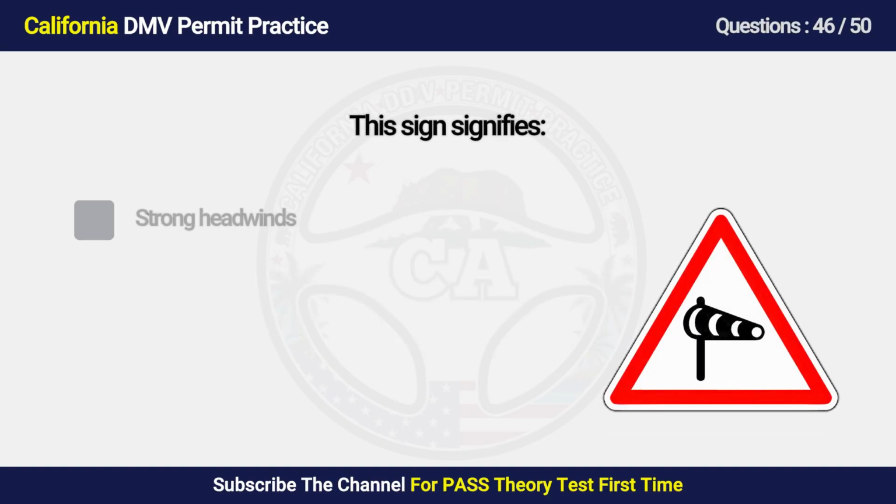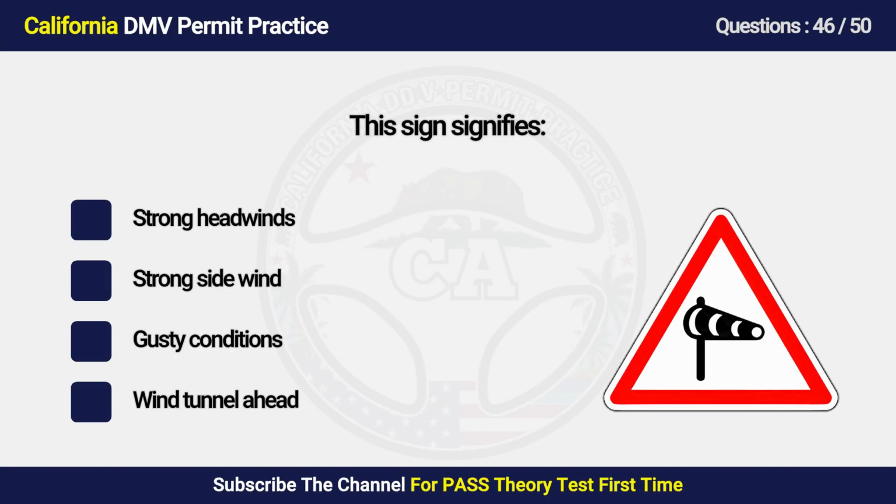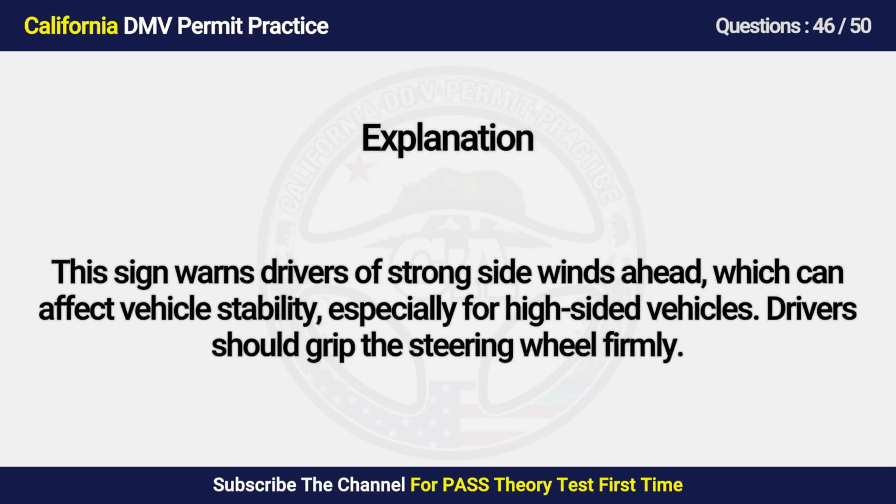Question 46. This sign means A. Strong headwinds. B. Strong side wind. C. Gusty conditions. D. Wind tunnel ahead. Answer is B. Strong side wind. This sign warns drivers of strong side winds ahead, which can affect vehicle stability, especially for high-profile vehicles. Drivers should grip the steering wheel firmly.